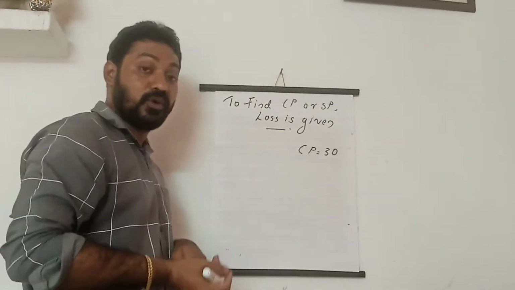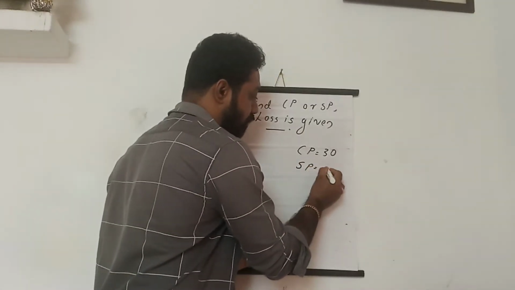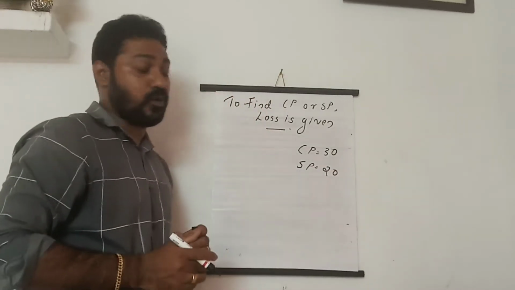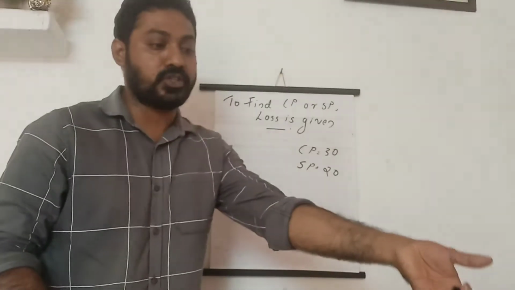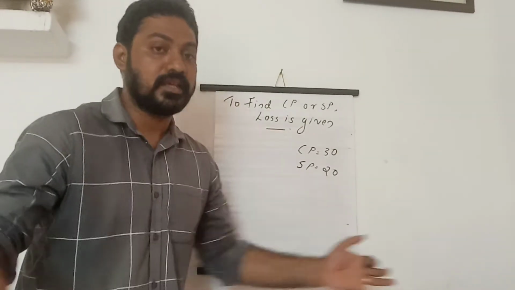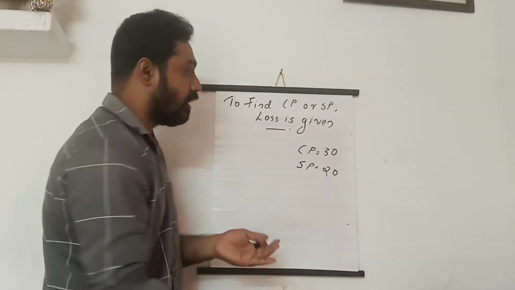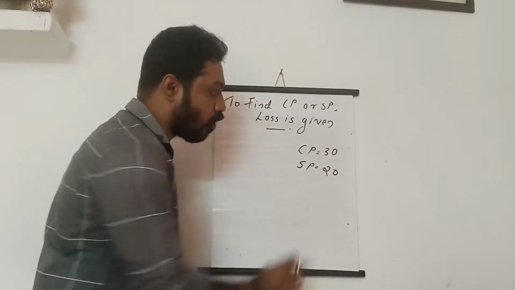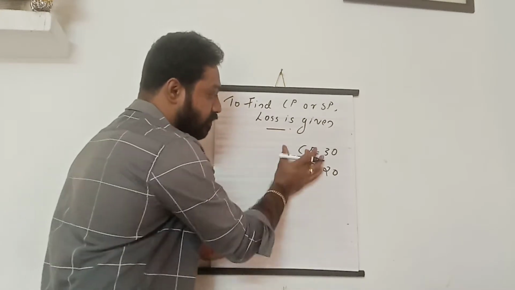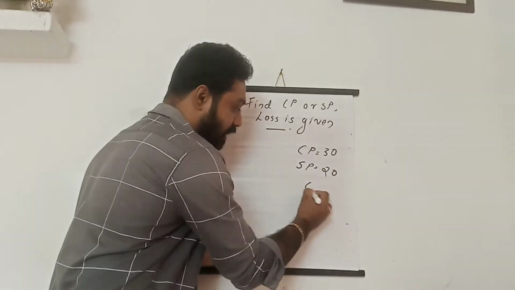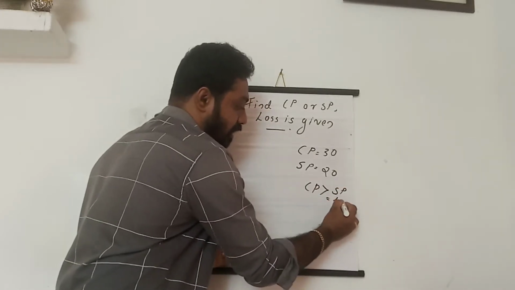I sold it for 20 rupees. I sold that book, that means SP is 20, because I sold it for 20 rupees, but my cost price was 30. I purchased at 30, but I sold it for 20. I lost 10 rupees. That is the basic concept about loss. What is it? It is the difference of cost price and sale price. Or we can say that if the cost price is greater than the sale price, it will be a loss.